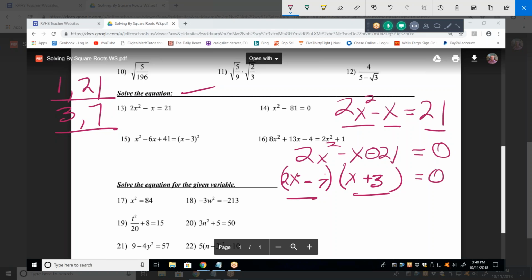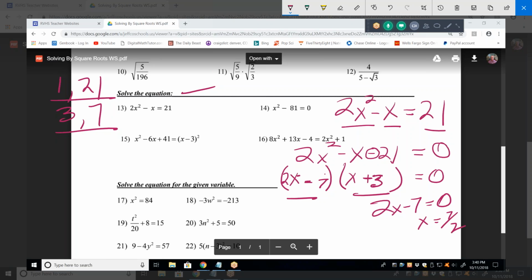You can't find 2 numbers that are multiplied together that are equal to 0. They don't exist, unless one of them is 0. That's the only way you can produce 0. So the way to solve this is I'm going to set that equal to 0. And that gives me x equals 7/2. You see how I get that?